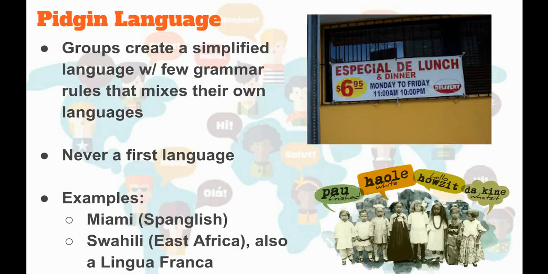So moving on to the idea of pidgin language, keep in mind a pidgin language is not a very formal language. They don't have a lot of grammar rules to it.